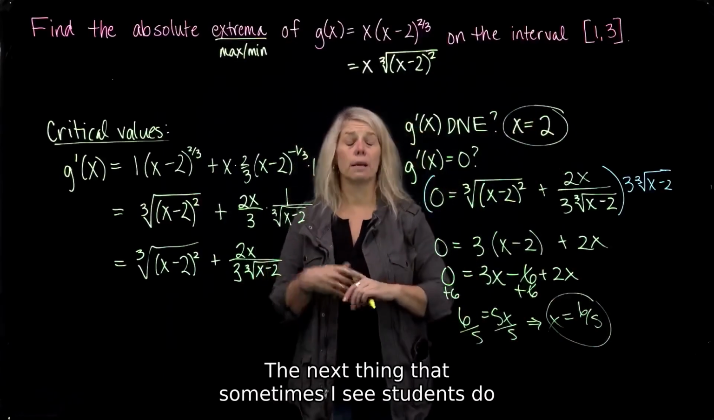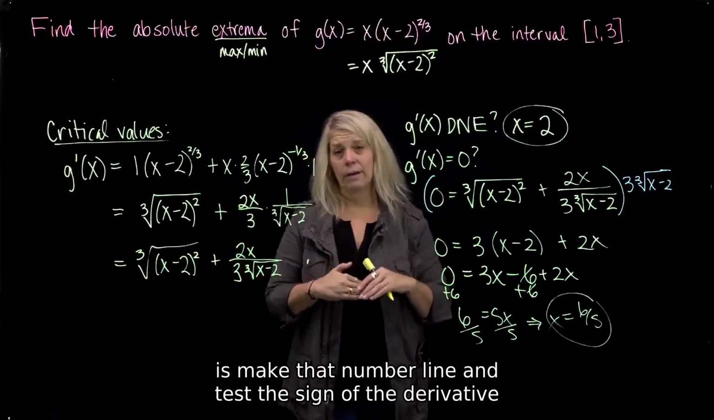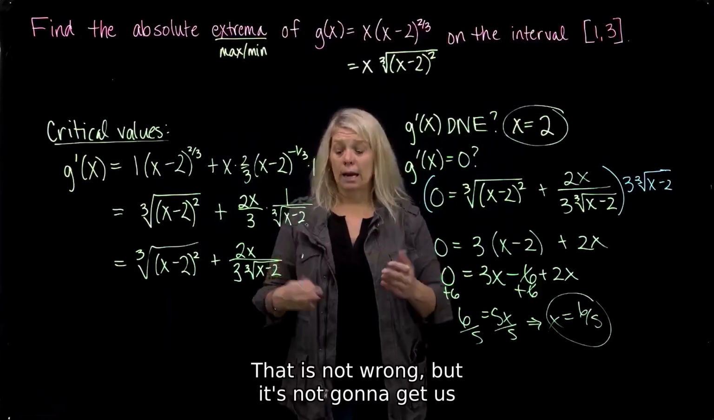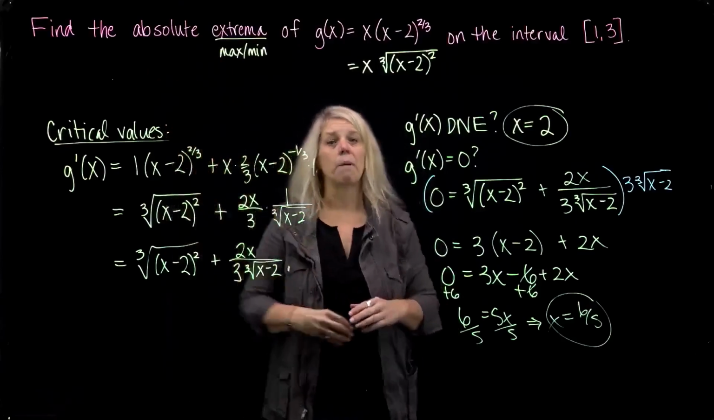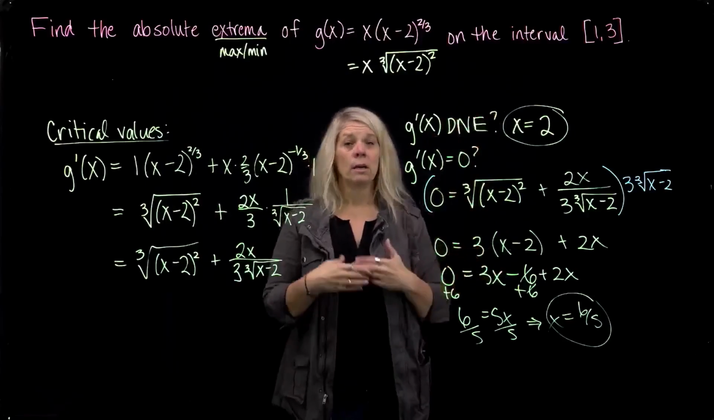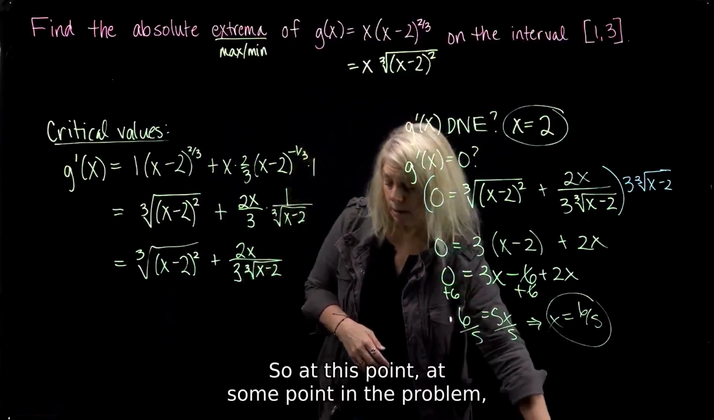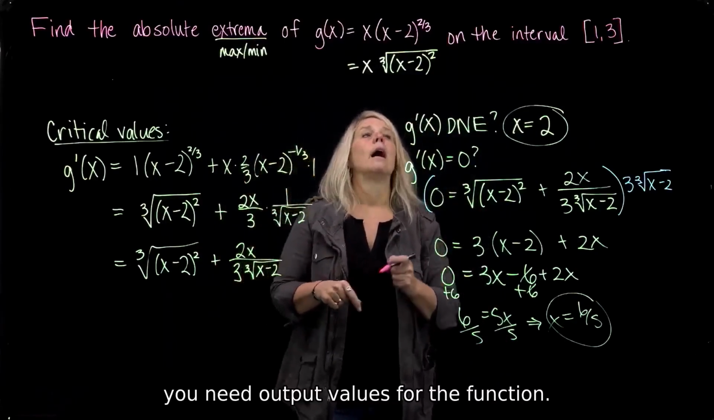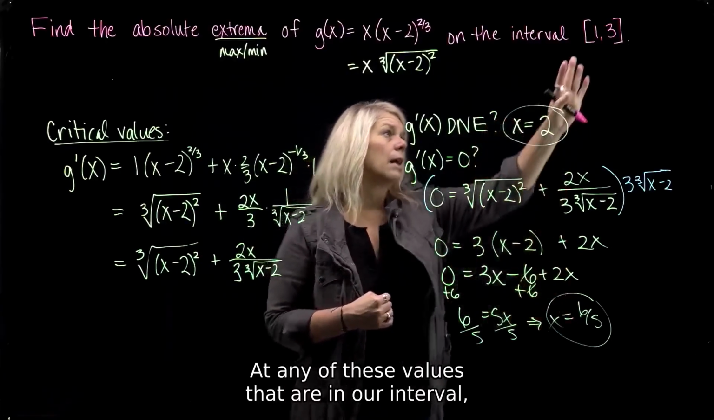The next thing that sometimes I see students do is make that number line and test the sign of the derivative for where the function's increasing and decreasing. That is not wrong, but it's not going to get us to the answer that we need here when we are trying to find the absolute extrema. We need the highest of the high points and the lowest of the low points on this interval. So we need to compare the y values, the output values of the function. So at some point in the problem, at the end of the problem, you need output values for the function at any of these values that are in our interval.